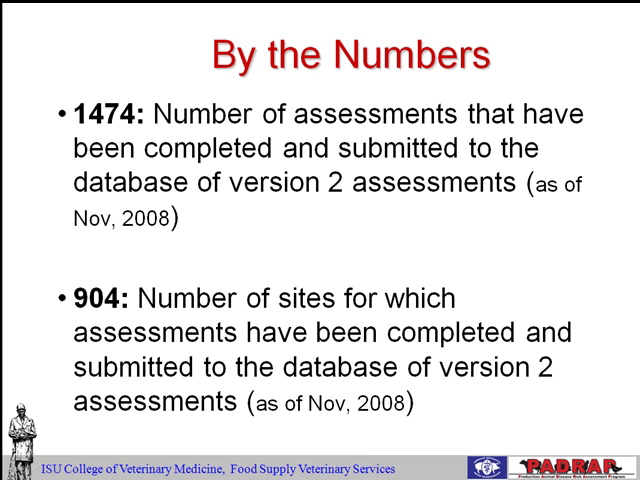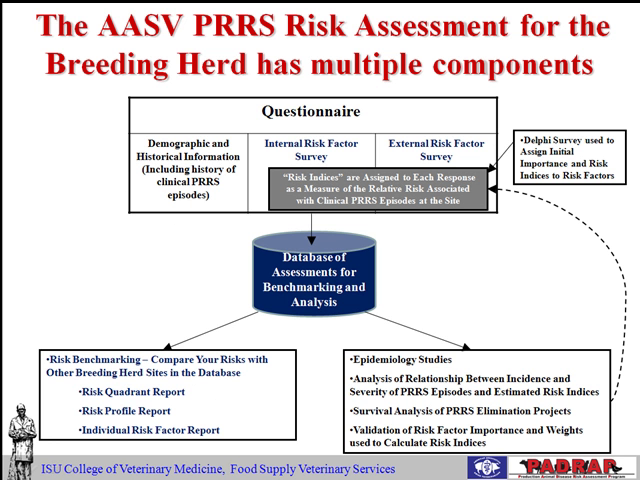In the database, as veterinarians have completed these risk assessments, they automatically get submitted into the database. And currently there are almost 1,500 assessments in the database. Those represent about 900 unique breeding herd sites. Some of these sites have been assessed multiple times, usually on about an annual basis. And so that's why this number is bigger than that number.